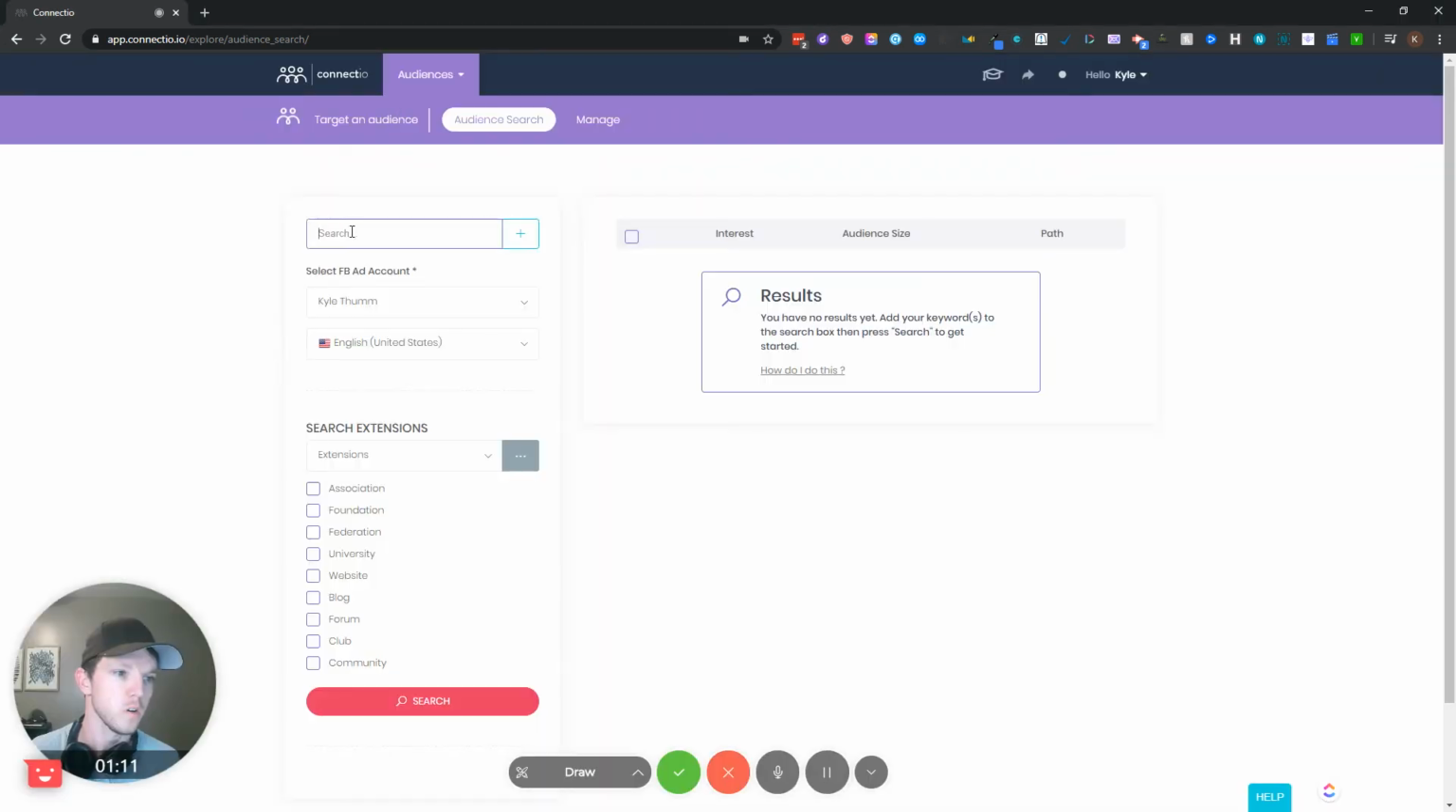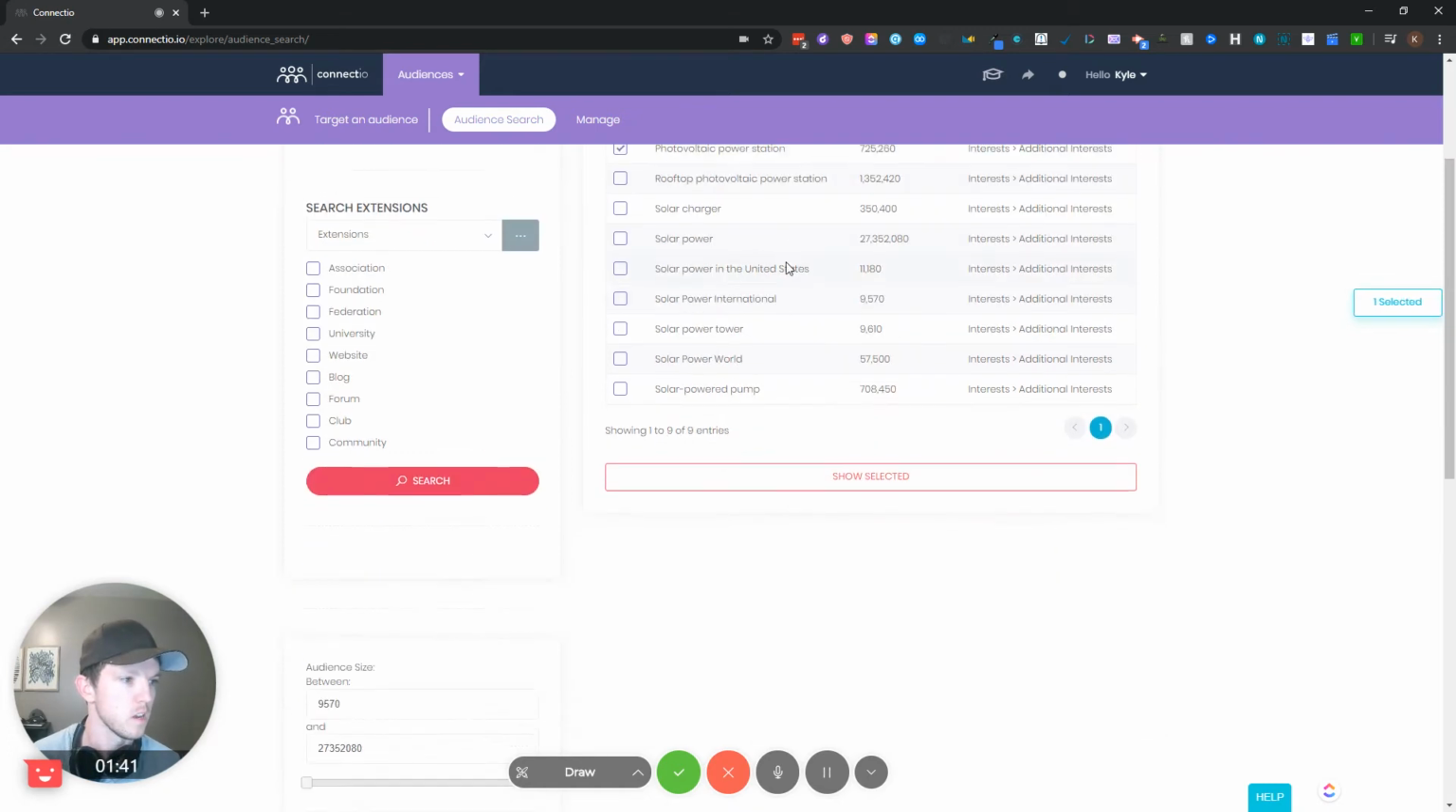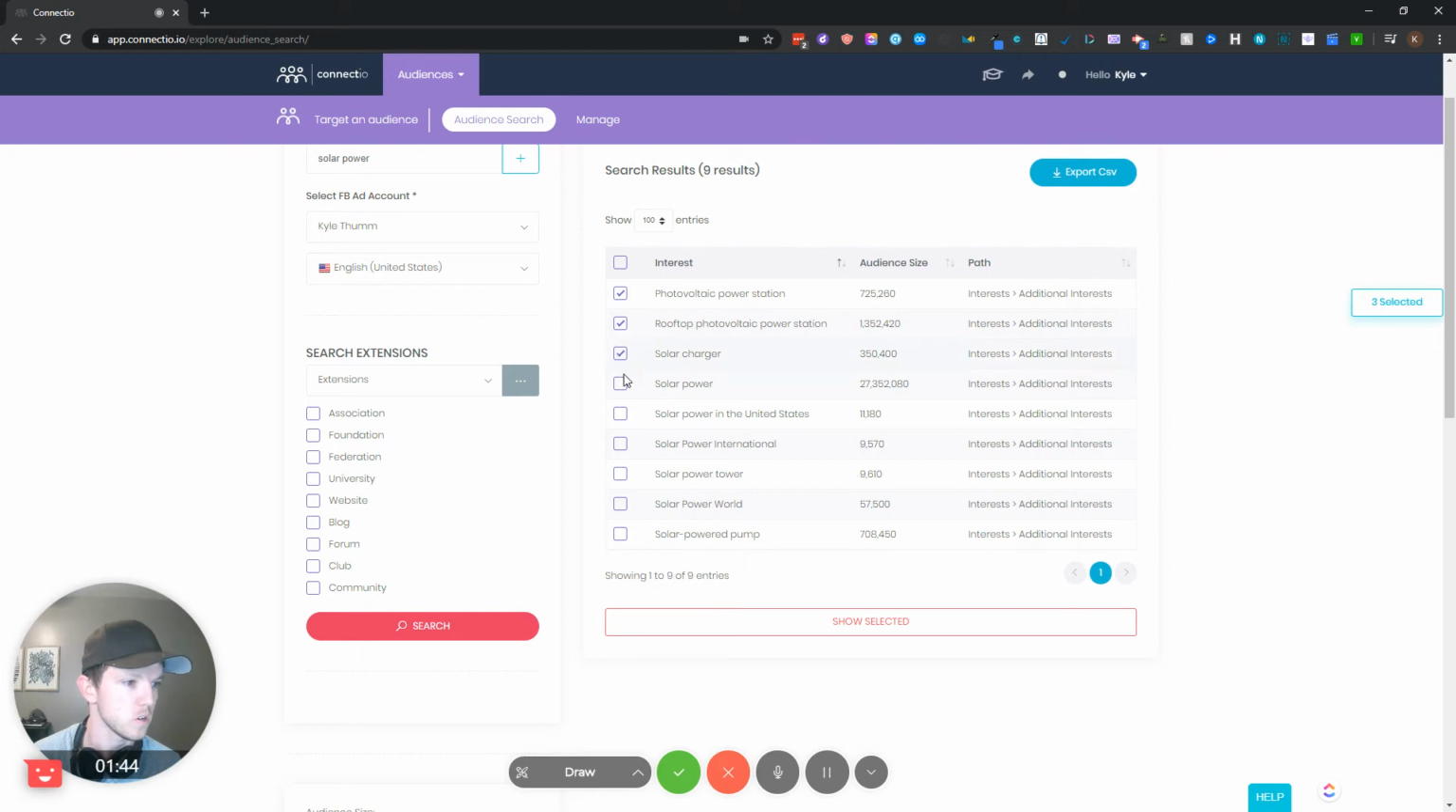This is a tool that I use called Connect.io. It really isn't all that necessary of a tool, but I find it convenient because I spend a lot of time working with targeting, so you get an inside look. To show you an example of how it works, I type in solar power, and it pops up other interests that they think are similar to solar power that maybe I haven't considered. For example, PV power station, rooftop PV power station, solar chargers, solar power in the United States.